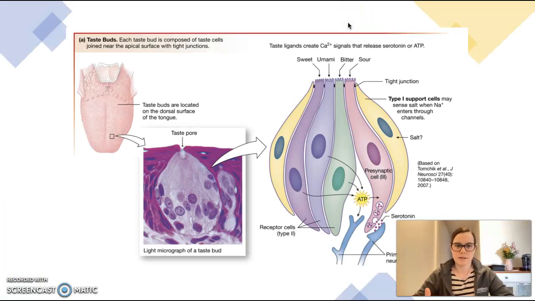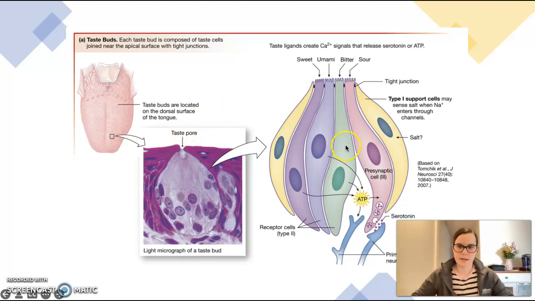So we'll take a look at this slide from Silverthorne. Up in the top left, we have a tongue. On the tongue, we have the taste buds. The taste buds are going to be where we have those receptors to start this process. Just below that is a light micrograph of a taste bud. At the top of the taste bud, you actually have a taste pore, and that's going to be the little entrance to the dorsal side of the tongue.